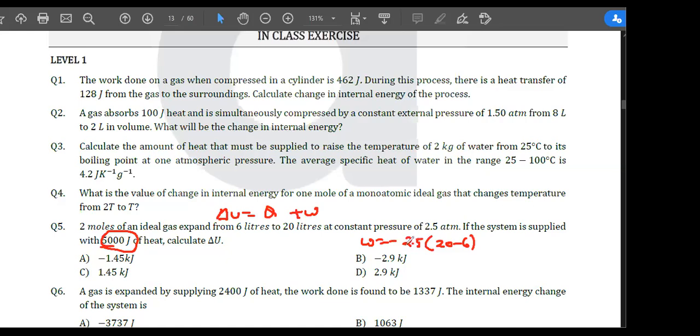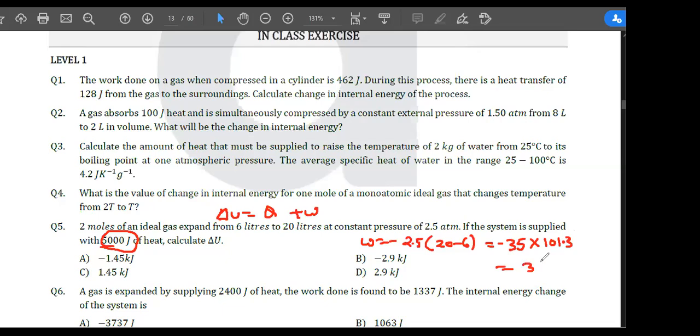So first find work done. It will be 2.5 into 20 minus 6. So it will be 14 into 2.5, which is 28 plus 7, 35. So it will be minus 35 atm liter. In conversion, we have to multiply by 101.3. So it will be around 350, 360.